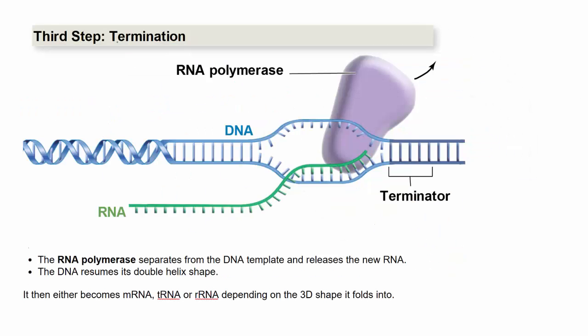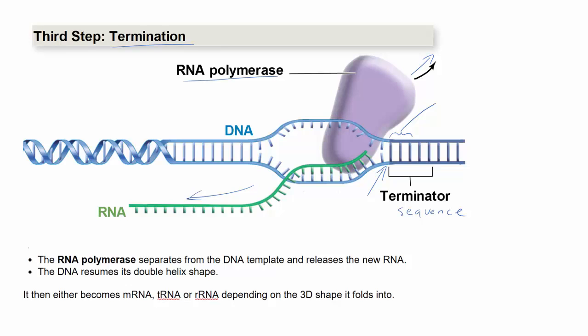The third and final step in transcription is called termination, and that's when the RNA polymerase reaches a section called the terminator sequence. And this sequence indicates the end of the gene so that the polymerase knows when to stop coding the RNA. The polymerase, once reaching that sequence, then moves off. It separates from the DNA strand and it releases the new RNA into the surrounding area of the nucleus.